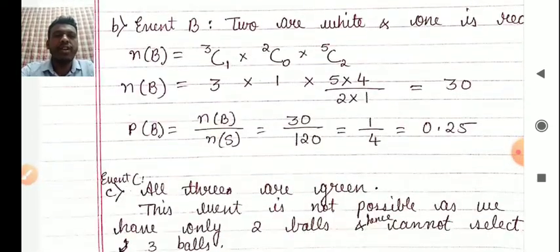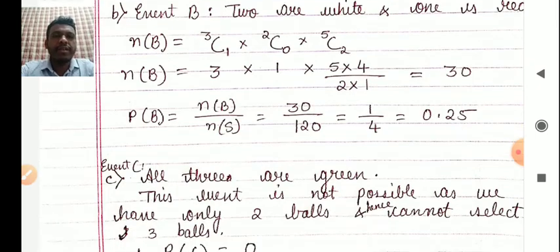Similarly you have to calculate the probability also. N of B is 30 in this case. Probability of B is n of B upon n of S, which is equal to 30 upon 120, which is equal to 0.25. 120 we have calculated in a previous step.